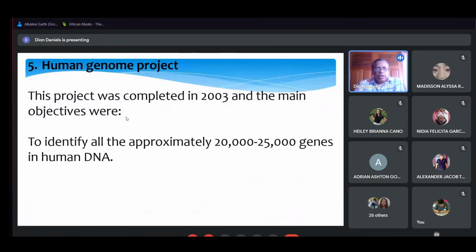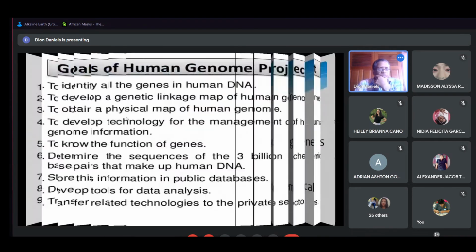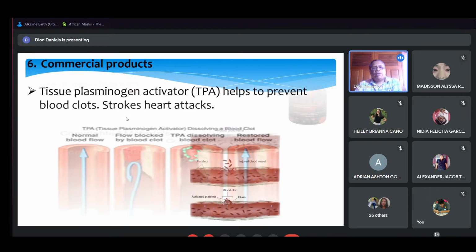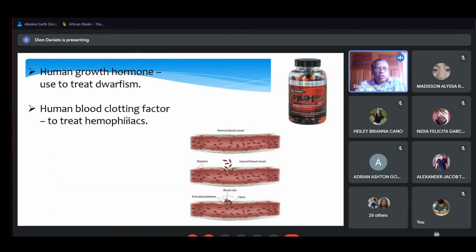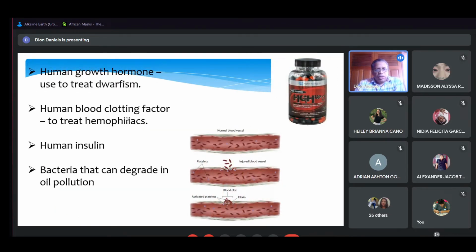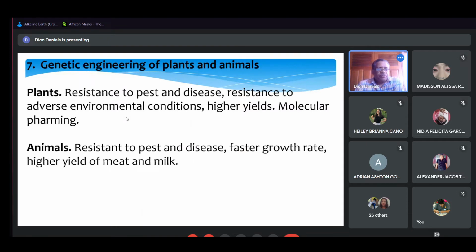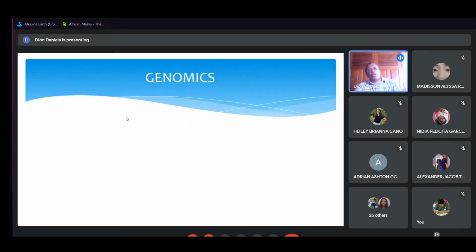We looked at the Human Genome Project. We also look at some commercial products that were developed using recombinant DNA technology. We have TPA, we have HGH, we have insulin, etc. And then we look at genetic engineering of plants and animals. And so now we're going to talk about genomics.